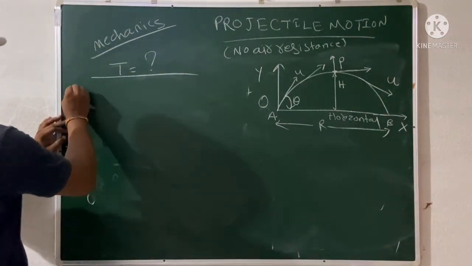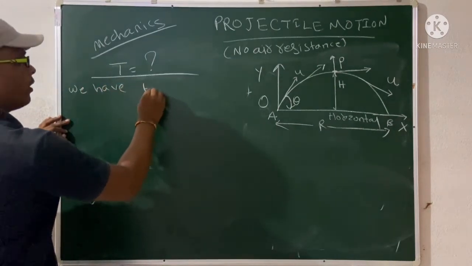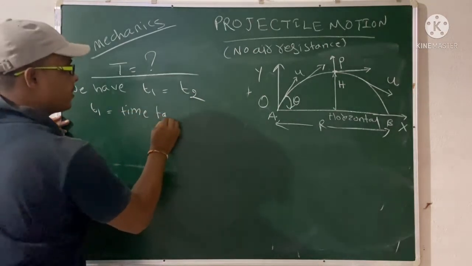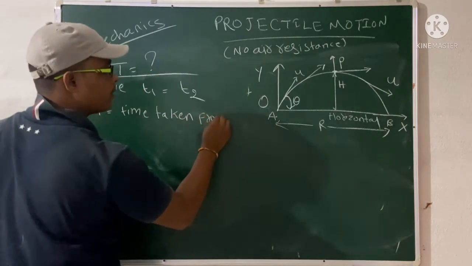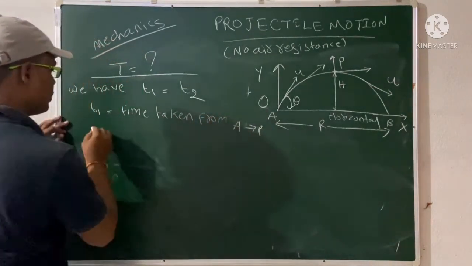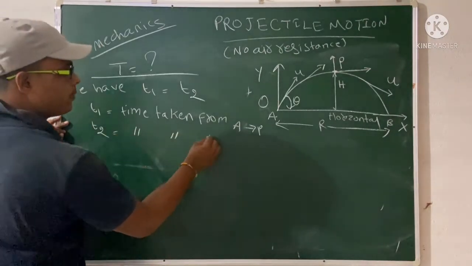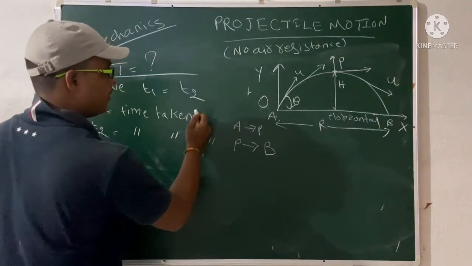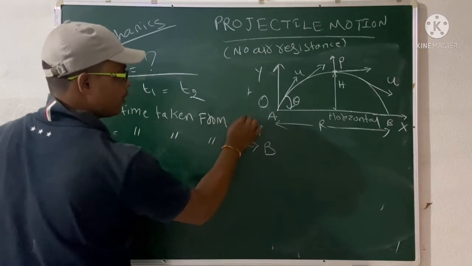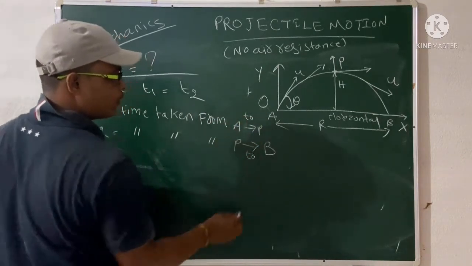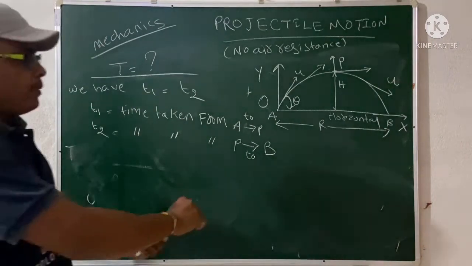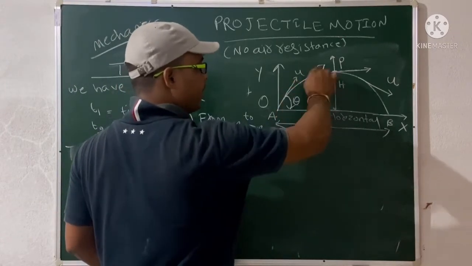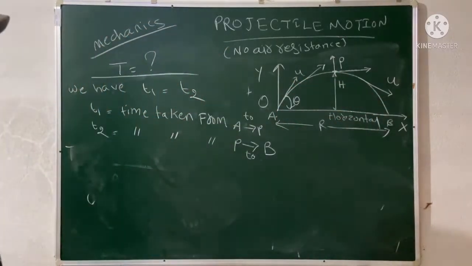So remember, we have T1 equal to T2. T1 is the time taken from A to P, and T2 is the time taken from P to B, right? We have T equal to T1 equal to T2. That means, this is the physics side when there is no air resistance. The time taken to reach from A to P is equal to the time taken from P to B.